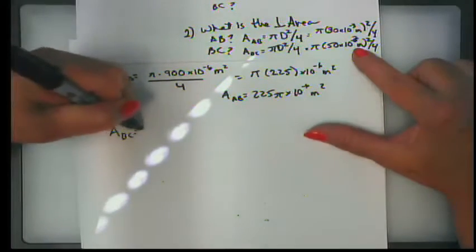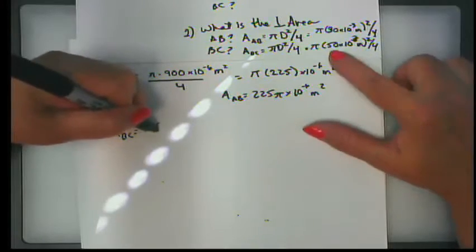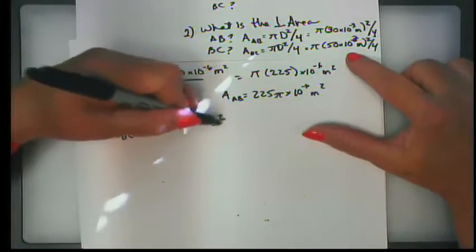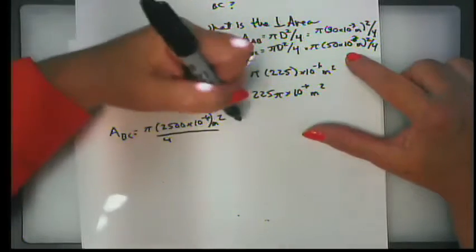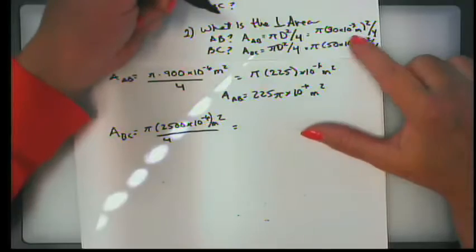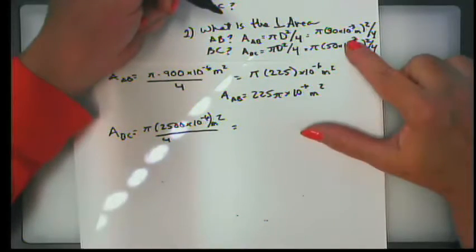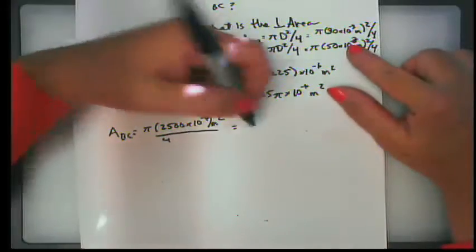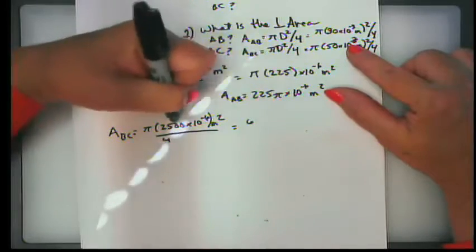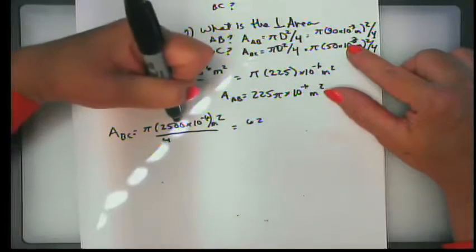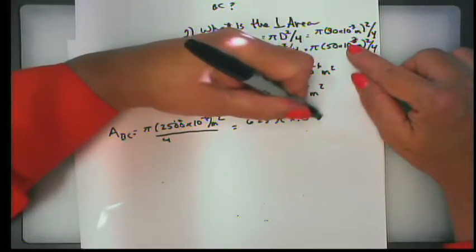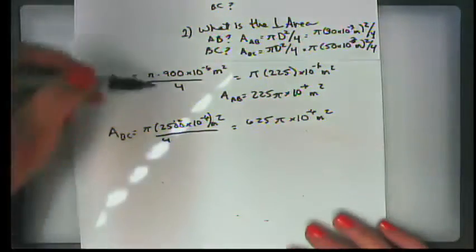So area of BC then is pi times 50 squared, which is 2,500 times 10 to the minus 6 meters squared, over 4. Okay, I was just making sure I have my numbers right. So if I take 2,500 and divide it by 4, I get 625 pi times 10 to the minus 6 meters squared. Okay, so those are my two areas.